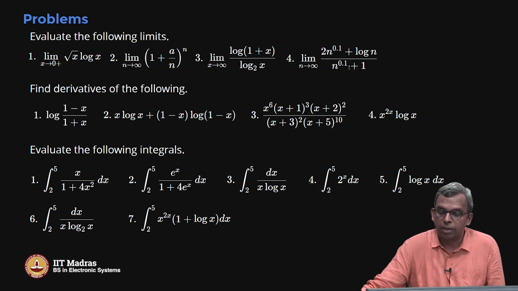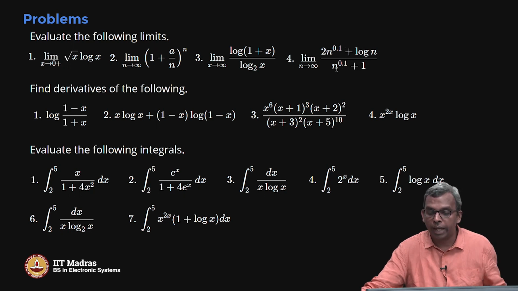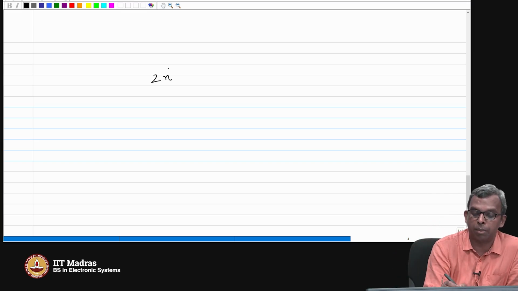So let's look at this last problem, the number 4 problem: limit as n tending to infinity of (2n^0.1 + log n) by (n^0.1 + n). You should remember that log n, as n tends to infinity, goes slower than any power of n. So n^0.1 goes faster than log n. So as n becomes really large, you can ignore log n compared to n^0.1. The other way to argue is you take n^0.1 common outside.